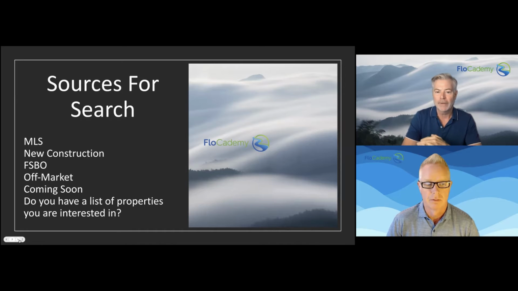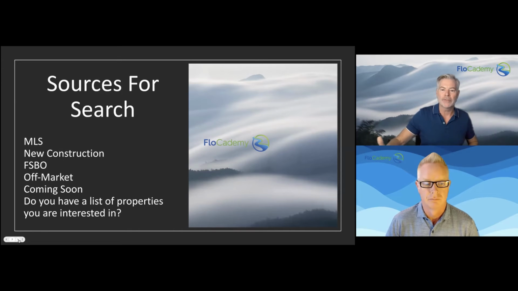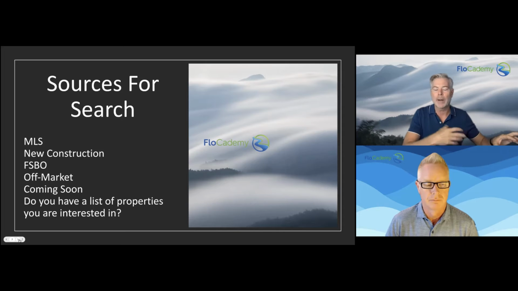FSBOs is another one, for sale by owner. We are going to put that into our search. Will they come up? Maybe not on the multiple listing service, but we just want them to be aware that those are available and that we want to be there to represent them if they find one. Off markets, coming soons. These are all sources, especially the off market and coming soons. It gives you the ability to say that I know of these properties, and it makes them realize that having you as my agent is allowing eyes on properties that I may not see just looking on my own.